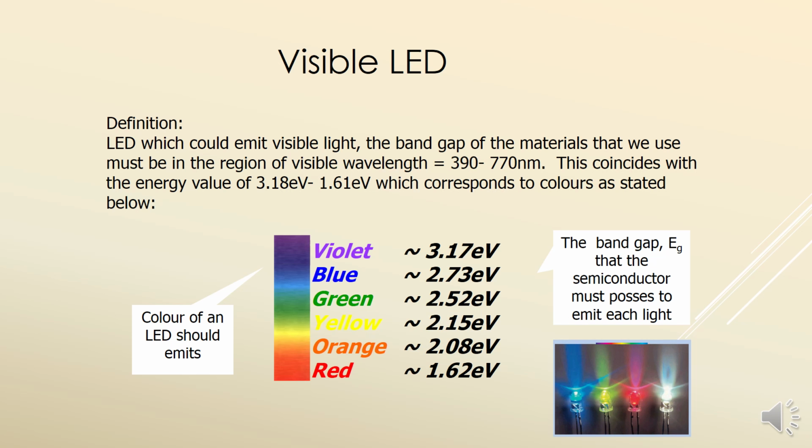For LEDs to emit visible light, the band gap of the materials that we use must be in the region of visible wavelength, 390 to 770 nanometers. This coincides with the energy value of 3.18 electron volts to 1.61 electron volts, which corresponds to the colors stated below: violet, blue, green, yellow, orange, red.